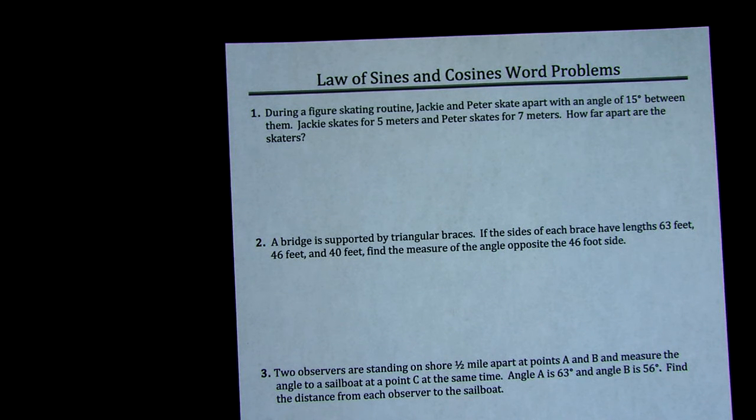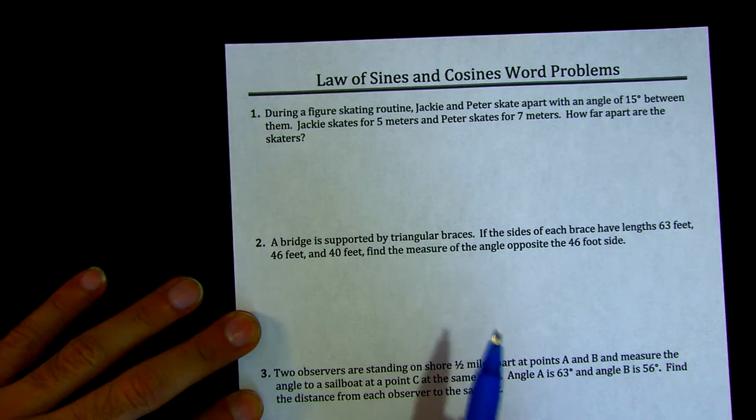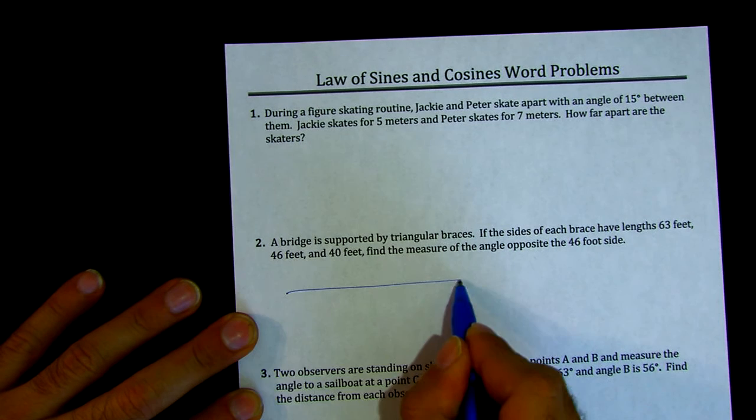A bridge is supported by triangle braces. If the sides of each brace have lengths of 63 feet, 46 feet and 40 feet, find the measure of the angle opposite the 46-foot side. This isn't really about bridges, this is just making a triangle, but let's see about the braces here. I'm not sure if everybody knows what these braces would mean, so I'm going to help out with this one.